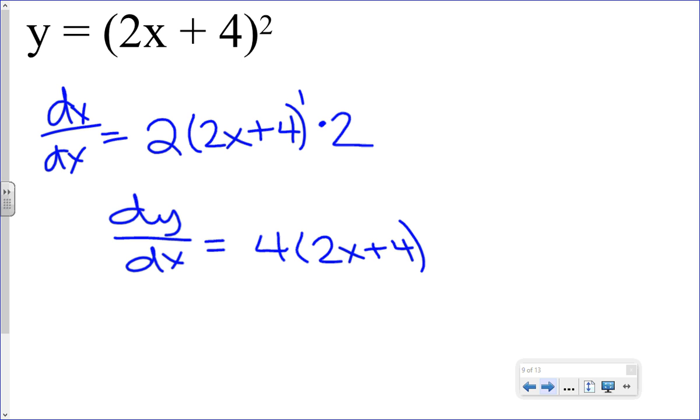Isn't x squared to be 2x? Well, for the inside, yes, the inside has to stay the same. Okay. Ready for some heavy lifting?